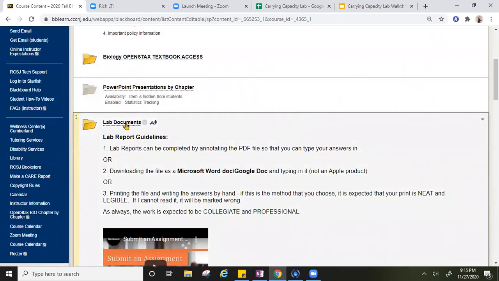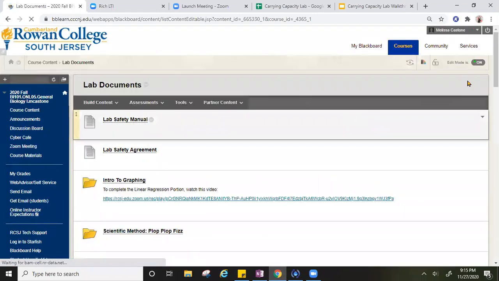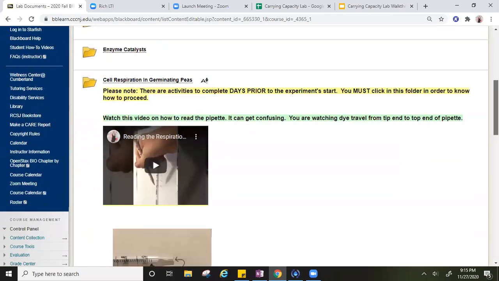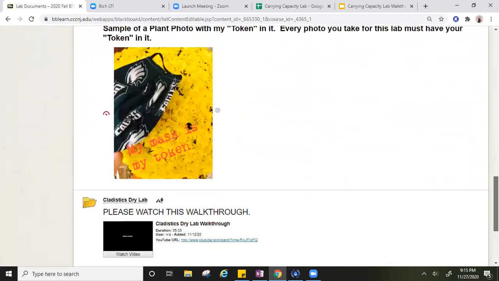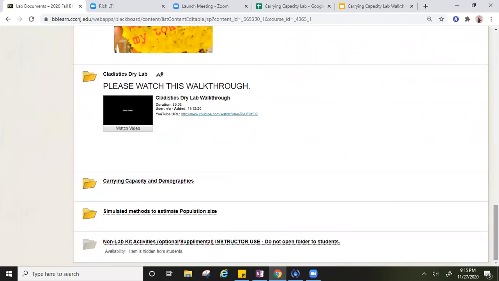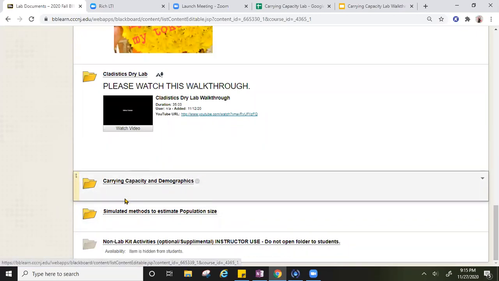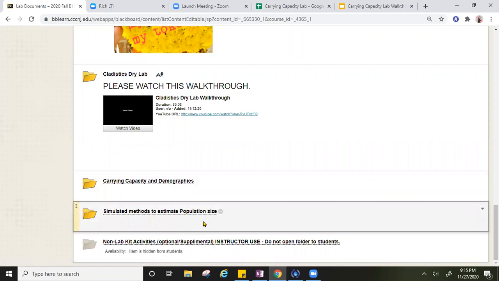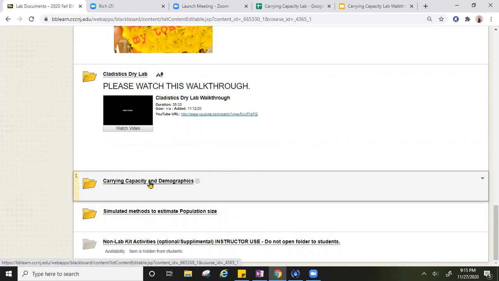So you want to head on over to lab documents and click on that on Blackboard. And the carrying capacity lab is one of the final labs that we have in the class. Now, the week that you're going to be doing this, you won't quite be covering carrying capacity yet as far as the content goes in the class, but this is a nice preparation for learning about carrying capacity. So the final two labs of the class are simulated methods to estimate population size, and then we have carrying capacity and demographics. So this walkthrough is for carrying capacity and demographics.